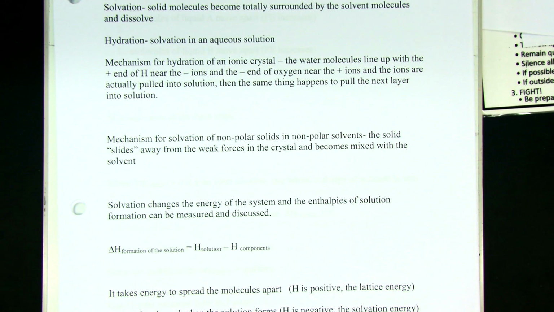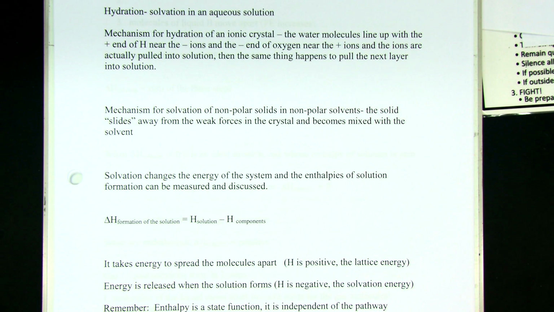Okay, when we have a solid liquid solution, then you have solvation taking place where the solvent molecules actually completely surround the solute molecules. If it's an aqueous solution, we call it hydration. If it's not water, then it's something else. So when we think about this, we look at the mechanism for hydration of an ionic material.